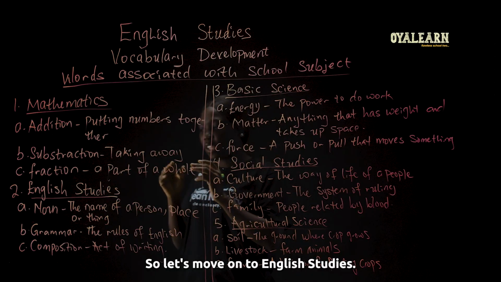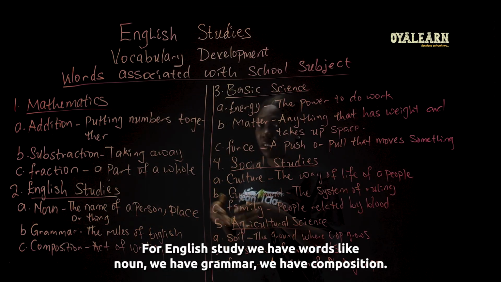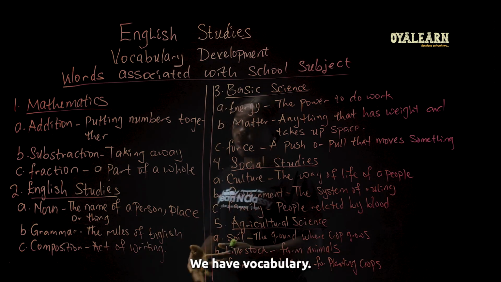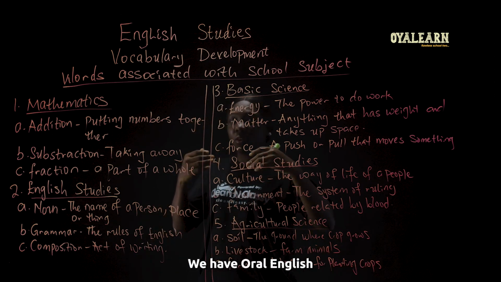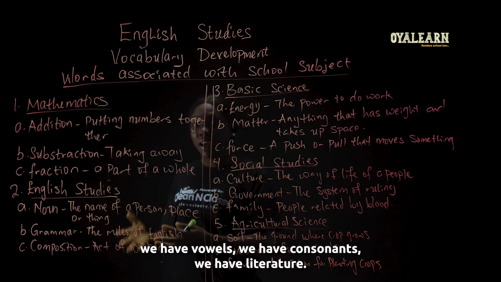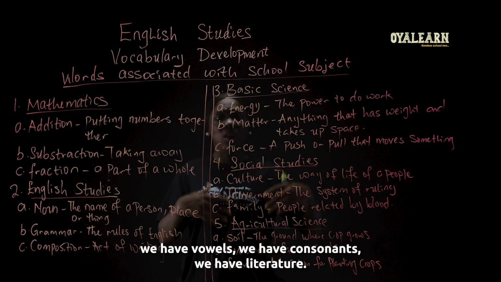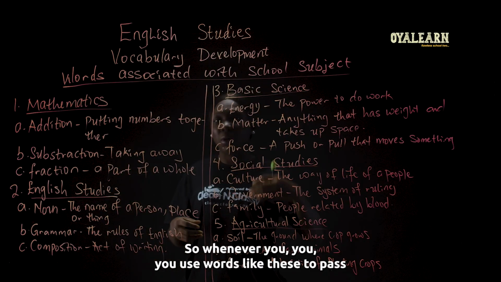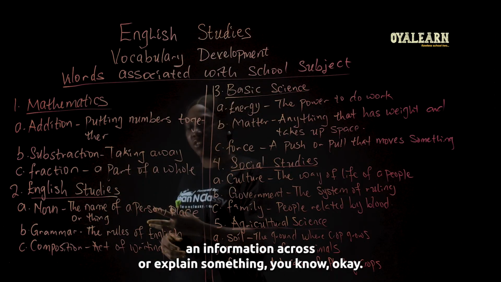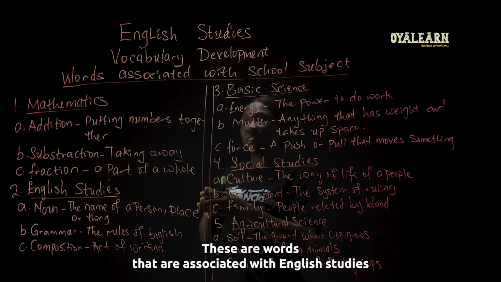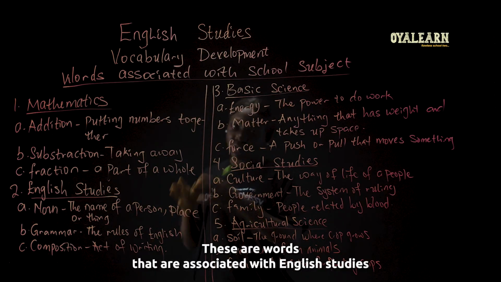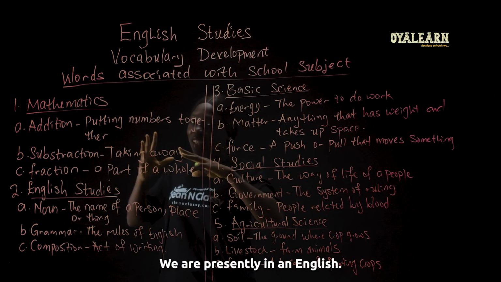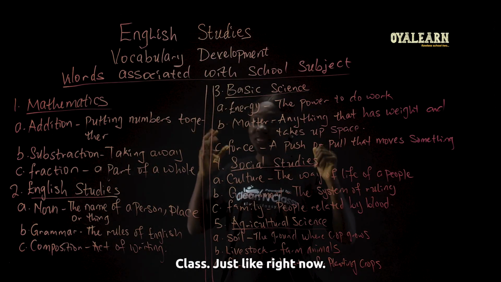So let's move on to English studies. For English studies, we have grammar, composition, vocabulary, oral English, vowels, consonants, and literature. Whenever you use words like this to pass information across or explain something, we know these are words associated with English studies. So we know we are presently in an English class, just like right now.